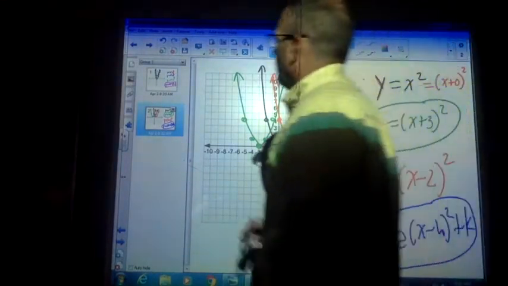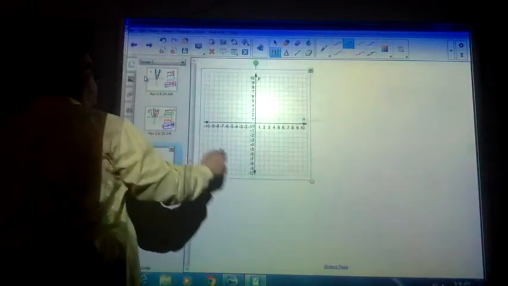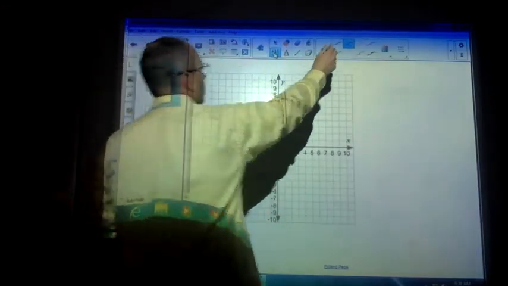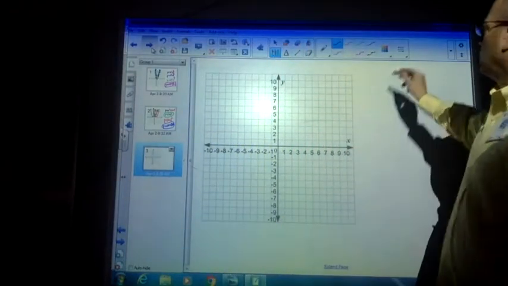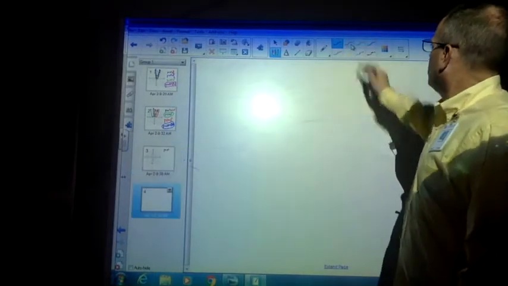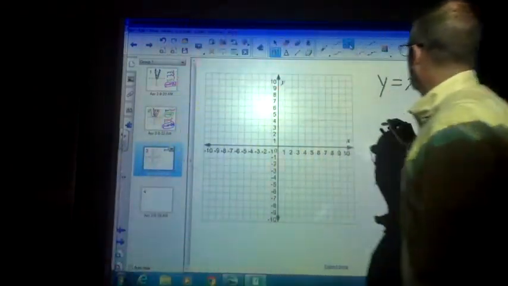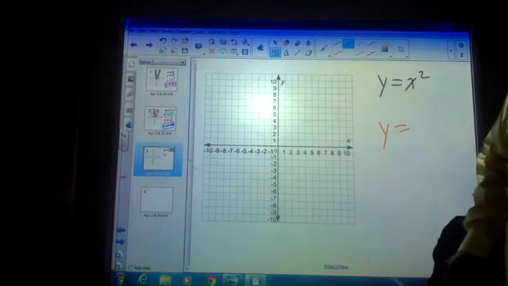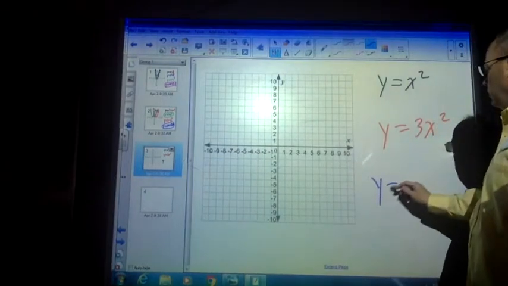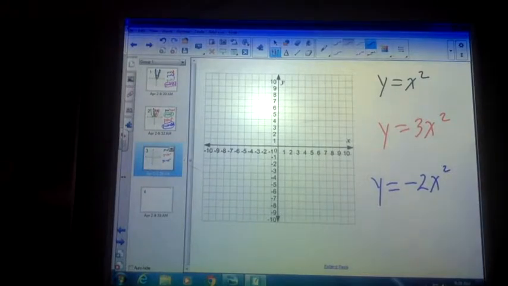And the last thing we're going to do is start changing the lead coefficient, the a value. Let's see if this is going to work this time. Okay, here, open up, close that, open here, go here. So I have y equals x squared, parent function, right? It's the most basic parabola. Negative 2x squared. Okay? That's kind of our a value.